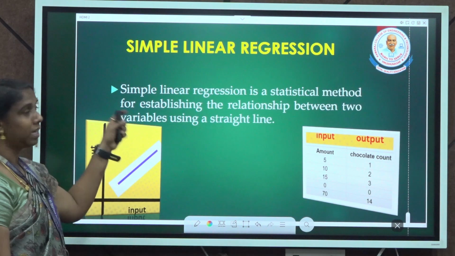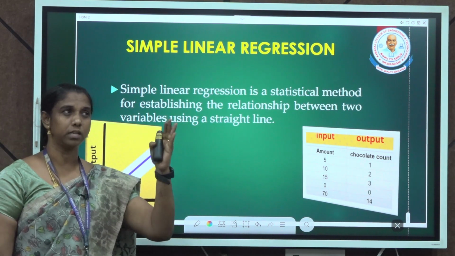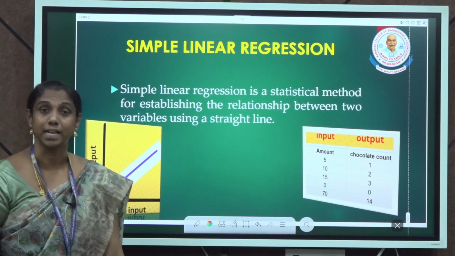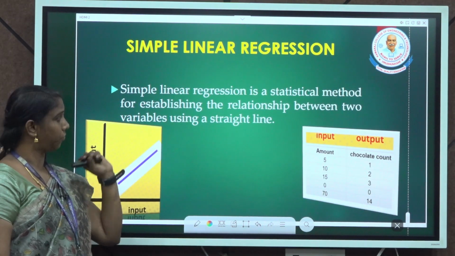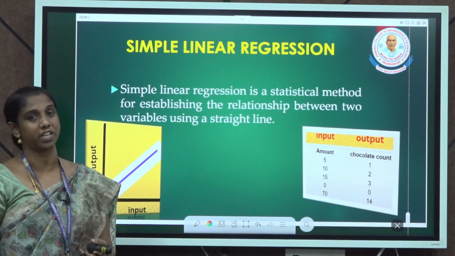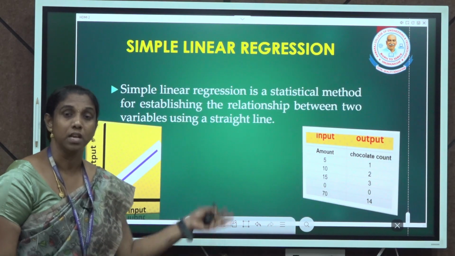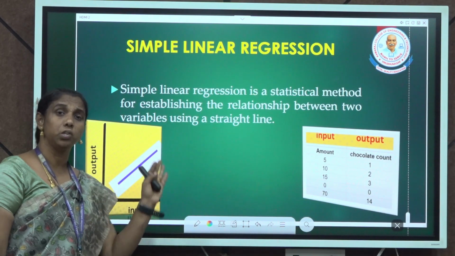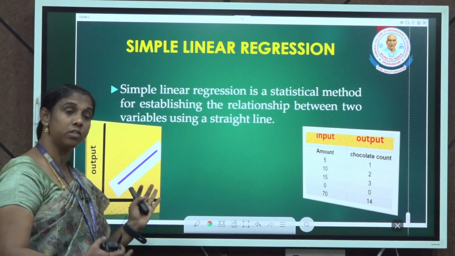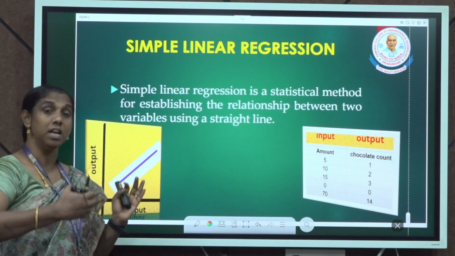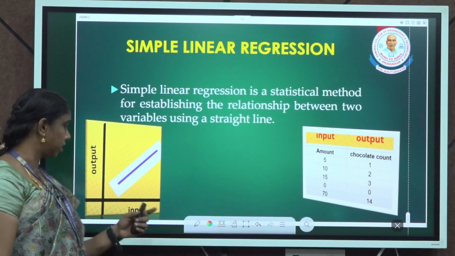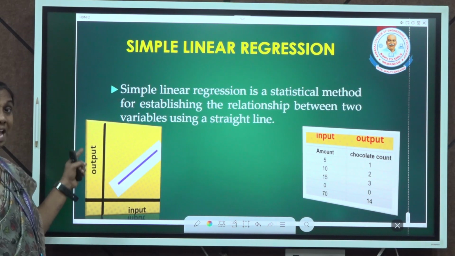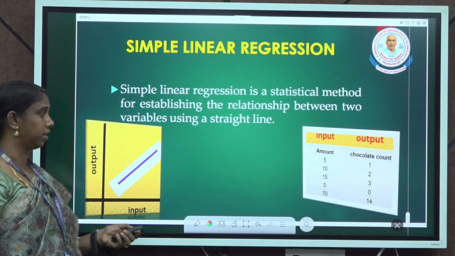In simple linear regression, what do we mean by linear? Linear is nothing but a straight line. Simple linear regression is a statistical method for establishing the relationship between two variables. Here, what are the two variables? The input is the amount and the output is how many chocolates I can buy. For the relationship between the two variables I can draw a straight line, and that is known as simple linear regression. If I draw the straight line using the two variables, that is known as linear regression.